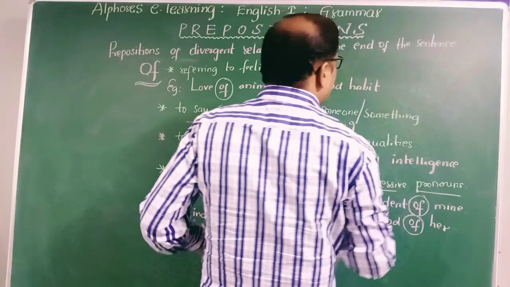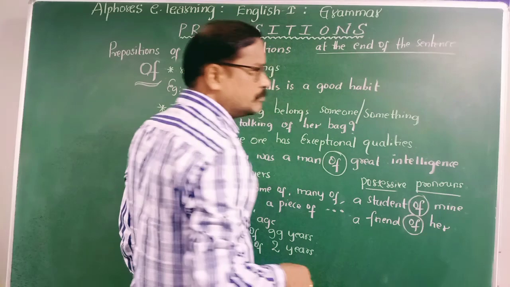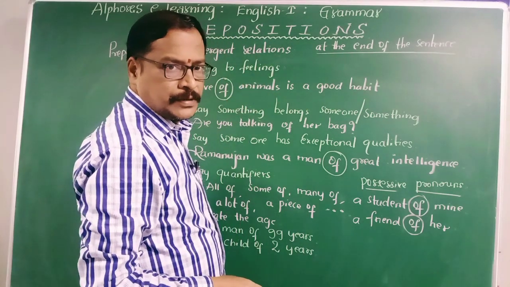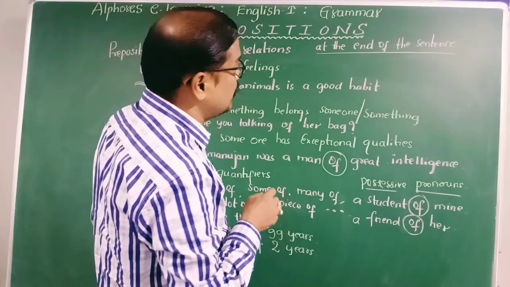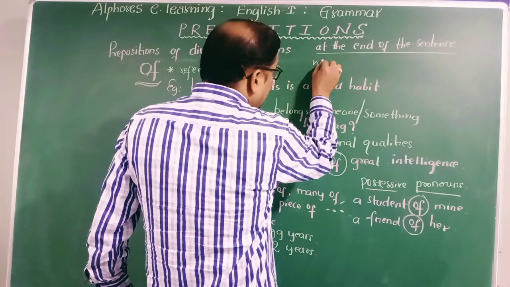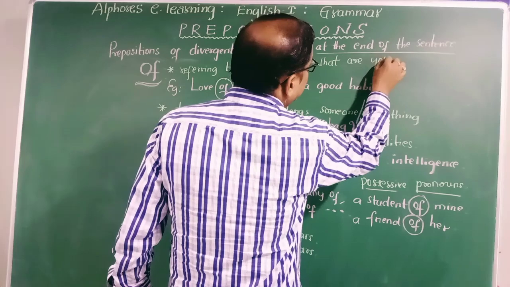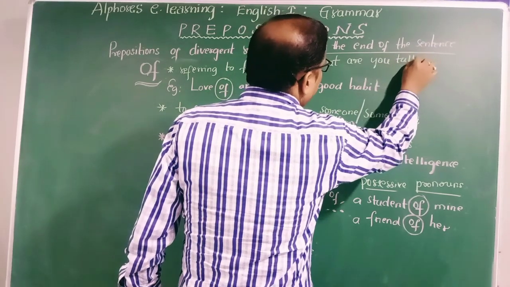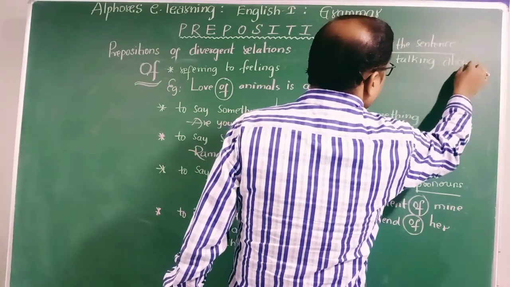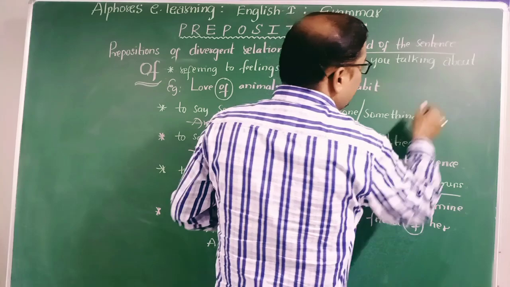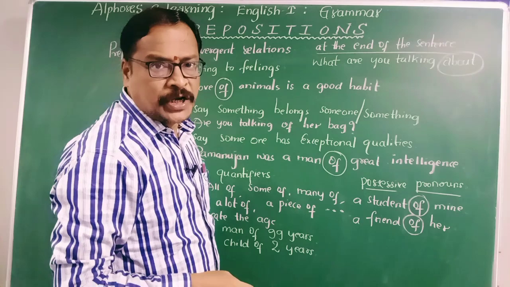A sentence may end with a preposition. Okay, dear student, a sentence may end with a preposition. Here you see, what are you talking about? So this is a preposition, just you carefully observe, dear students. What are you talking about?